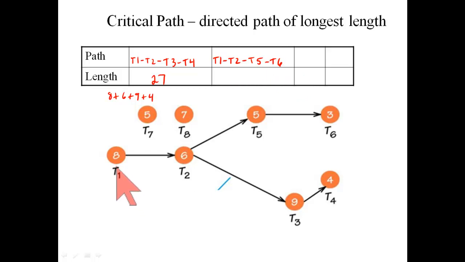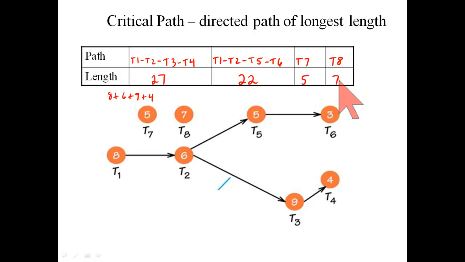I started at a vertex with no prerequisites and pushed forward as long as I could go. That turns out to have length 22 for a total. And there are a couple of other paths as well. I could start at T7. It doesn't have any prerequisites. And then there's nowhere to push forward to. No edges come out of T7. So T7 with length 5 is a path in its own right. And likewise T8 with length 7 is a path in its own right.